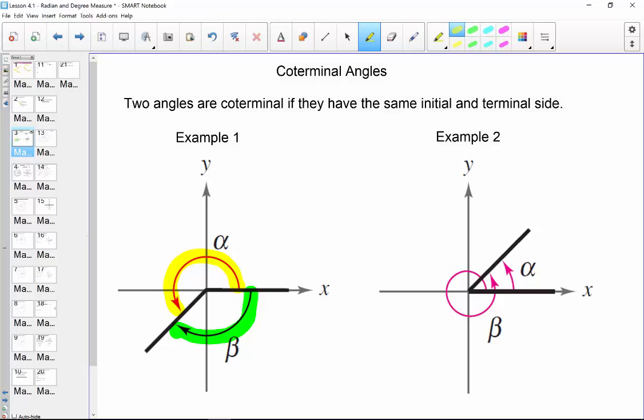Let's look at another example. In example 2, we have angle A, which is a positive angle and is counterclockwise. But we also have angle B, which is also a positive angle and goes counterclockwise. But it makes a full revolution, and then it keeps going past the x-axis until it reaches the terminal side. Both of these angles are identical, and therefore they are coterminal angles.